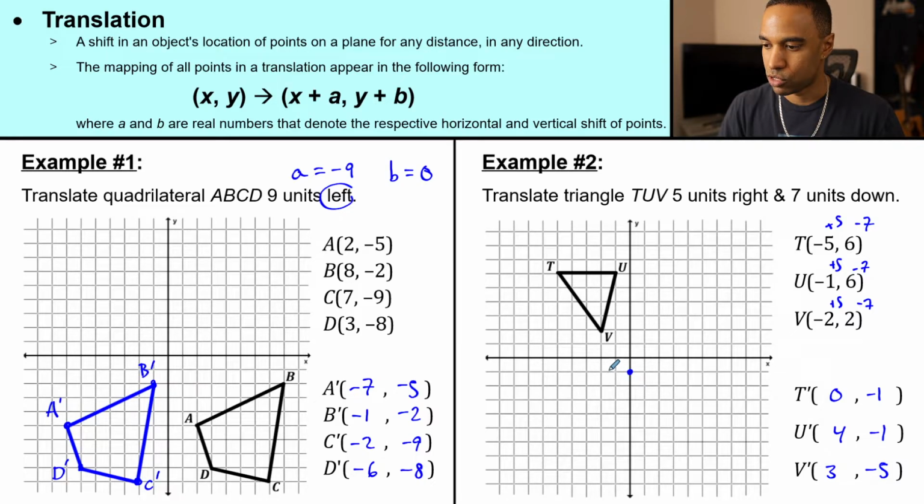T prime is at 0, -1. It's good to label your points right after so you know what corresponds. U prime is at 4, -1, and V prime is at 3, -5. So not too harmful. This was a relatively harmless tactic in doing this.